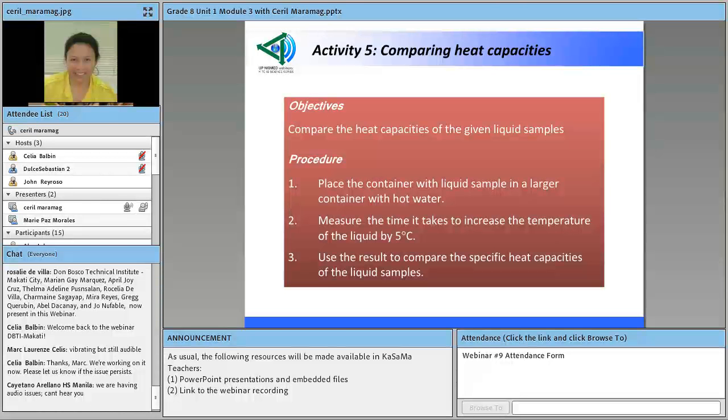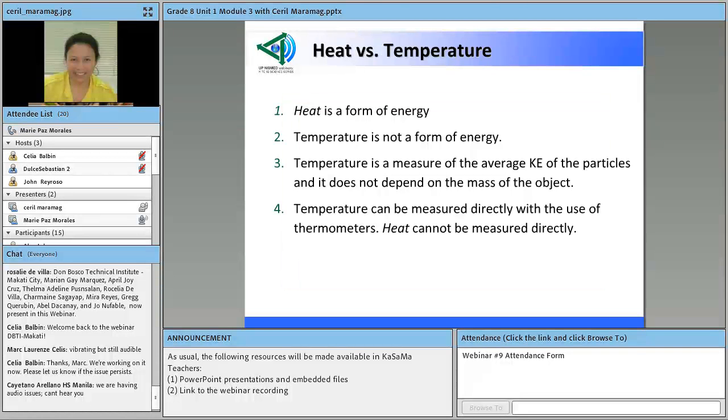Now, I think this is the second to the last slide that I'm going to show you. Okay, regarding the difference between heat and temperature, there is actually no specific activity in this module that would provide all of them. But as the students try to describe, analyze, and explain or interpret the results of the activities, they should have realized some of this. And these are included here in the list.